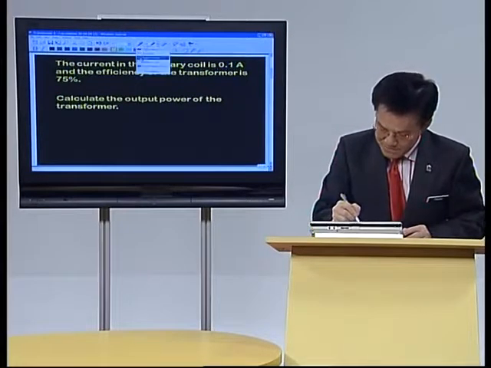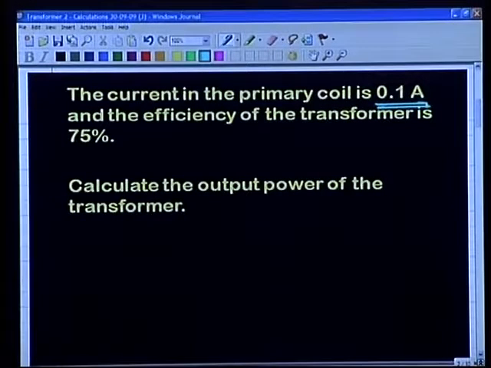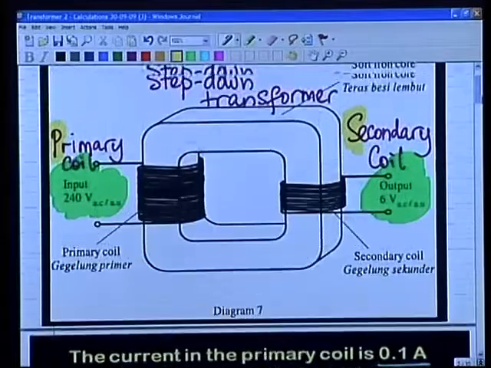Take note of this. The first part is the current is 0.1 ampere in the primary coil. So we must write down IP. The current in the primary coil is 0.1 ampere. And in the diagram just now, what is the voltage or the potential difference in the primary coil, which we call VP? Alright, look at the diagram again.